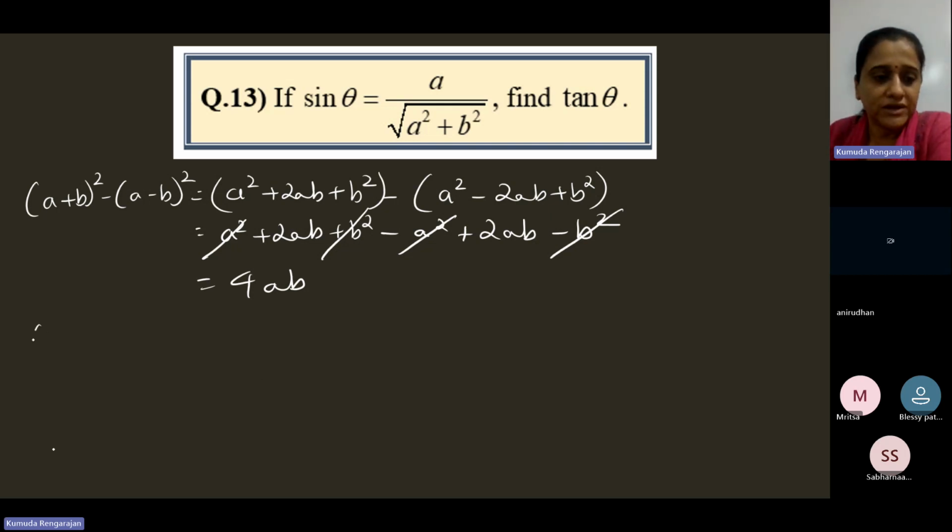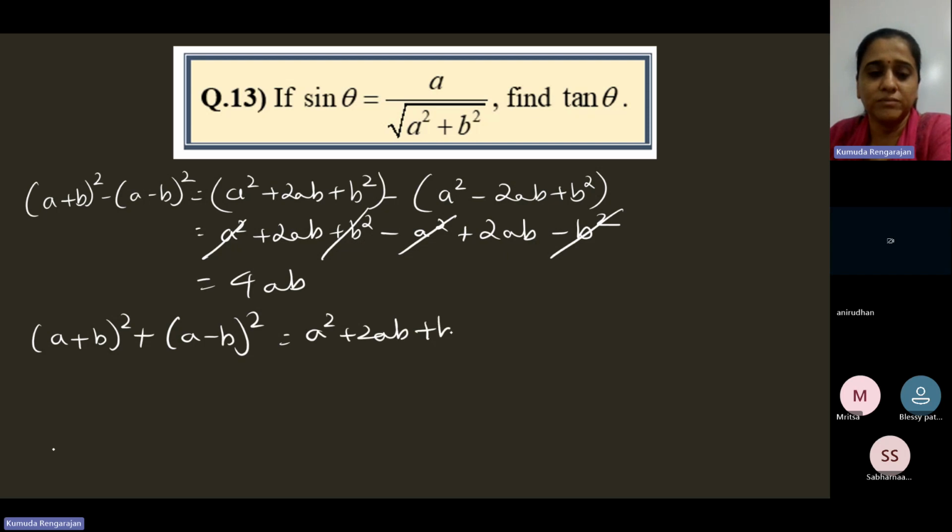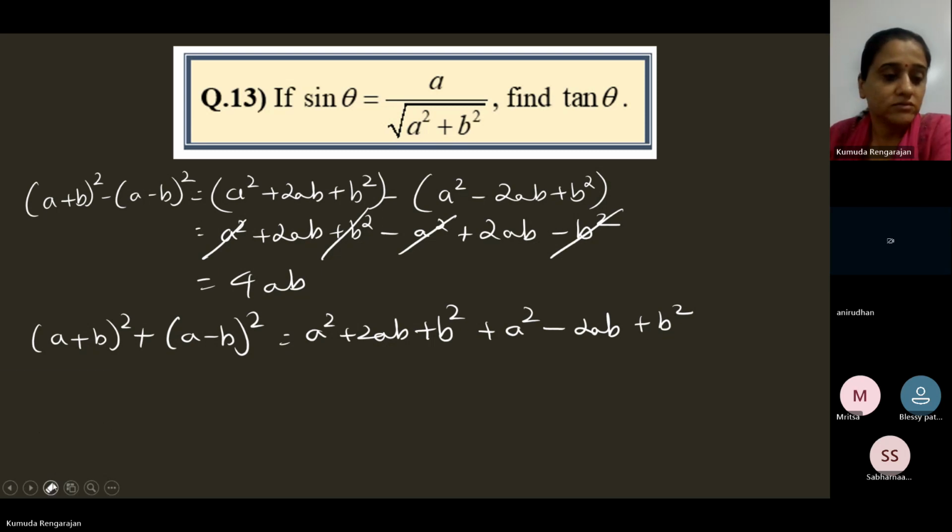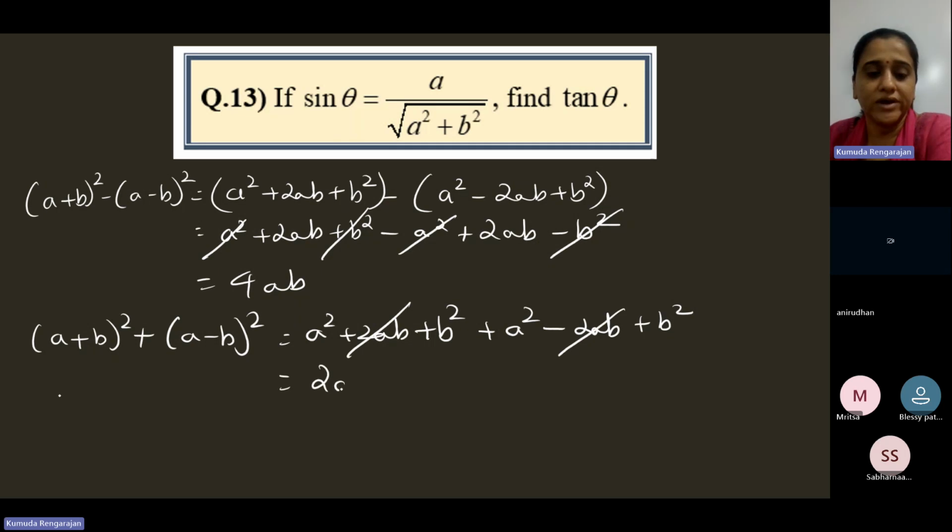Now, if the sign is plus, A plus B the whole square plus A minus B the whole square. So it will be A square plus 2AB plus B square plus A square minus 2AB plus B square. What gets cancelled? Plus 2AB minus 2AB. So you get 2A square plus 2B square, which is 2 of A square plus B square.